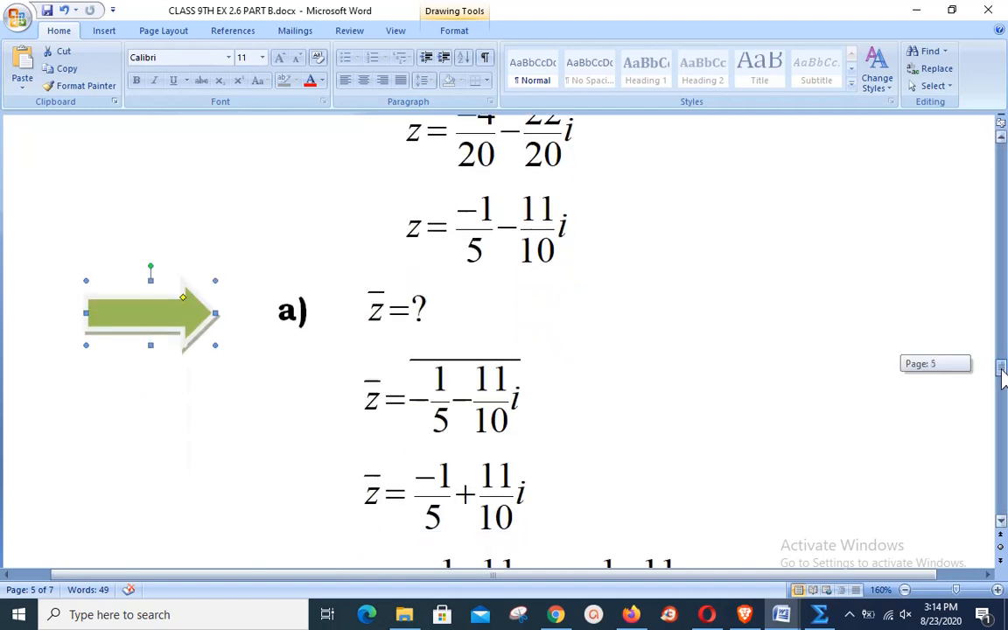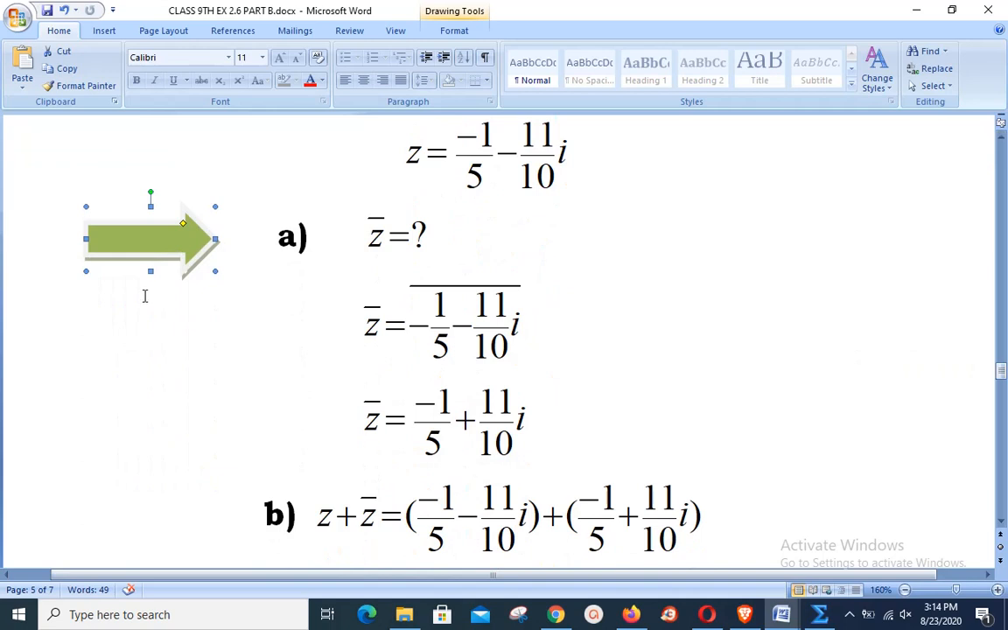Applying conjugate on both the sides, we have left hand side whole conjugate is equal to right hand side whole conjugate. Dear students, the method you know, you have just to change the sign of the imaginary part. This minus will be changed into plus and this conjugate sign, that is somewhat like a bar, will be removed. So we have z conjugate is equal to minus 1 over 5 plus 11 over 10 iota.